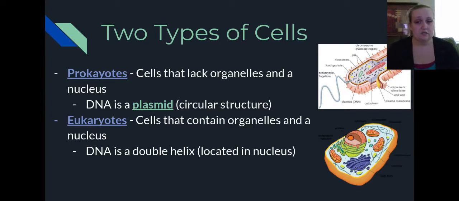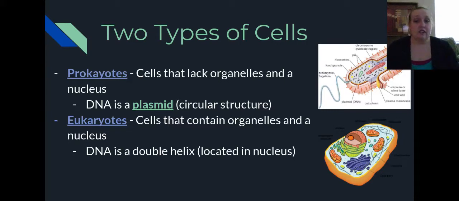Now, eukaryotes are cells that contain organelles and a nucleus. So "eu" actually means true, and karyote means kernel. In that case, we're actually referring to the nucleus itself. So eukaryote means true nucleus. So eukaryotes, if you can remember that. Also, another thing I want to point out, the word nucleus has a U in it, and eukaryotes also has a U in it. So that's another way to remember which one is which.